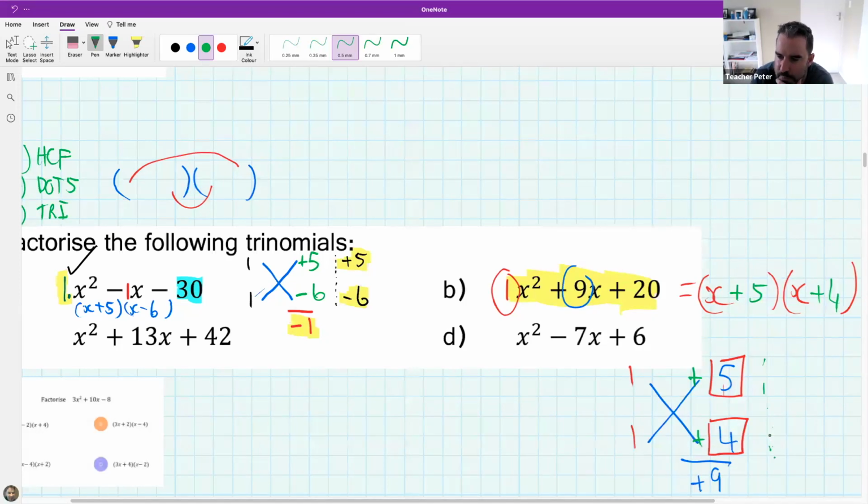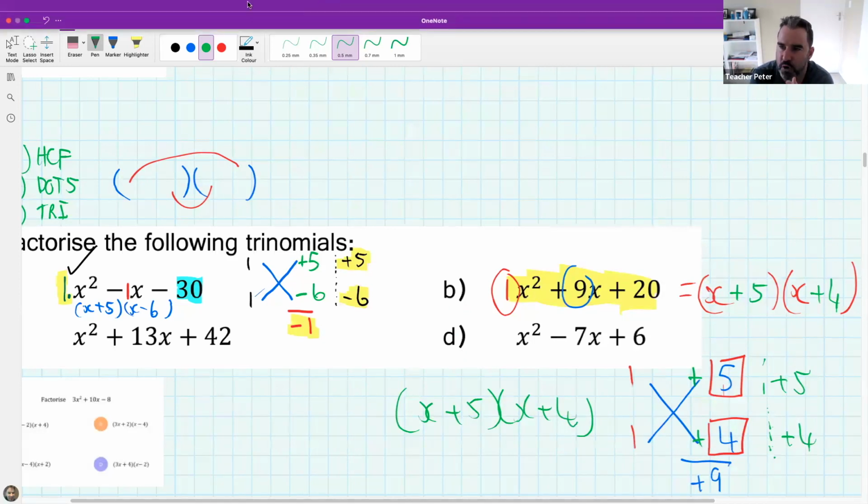Sometimes I do a bit of extra working where I say 1 times plus 4 is plus 4, 1 times plus 5 is plus 5. And now we can read off. We read off horizontally and we go, it's going to be x plus 5, which is this top line, and then x plus 4.